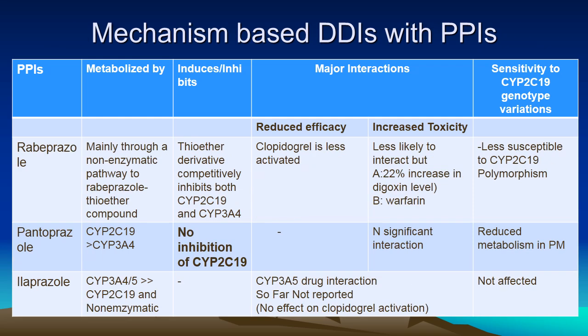Rabeprazole, pantoprazole, and ilaprazole are a little different. Rabeprazole is not mainly metabolized, but a thioether is formed and that competitively inhibits 2C19. Pantoprazole does not inhibit CYP2C19, and ilaprazole does not show such activity. Therefore, what is more important is that pantoprazole and ilaprazole are better drugs with use of other drugs, for example, anticoagulants and antidepressants.